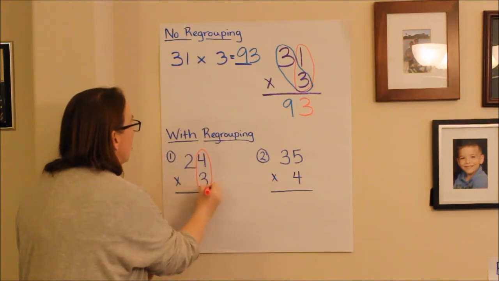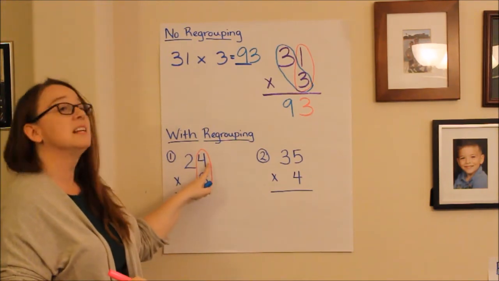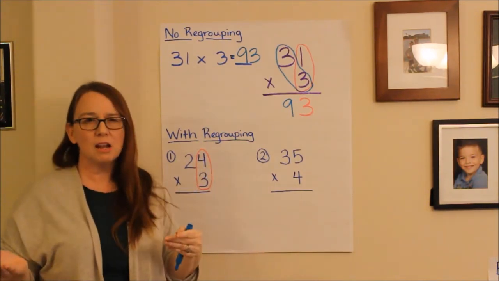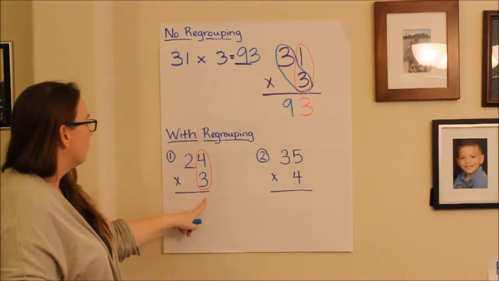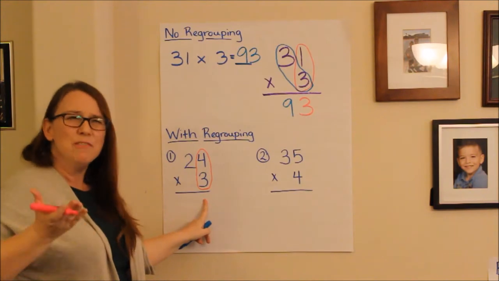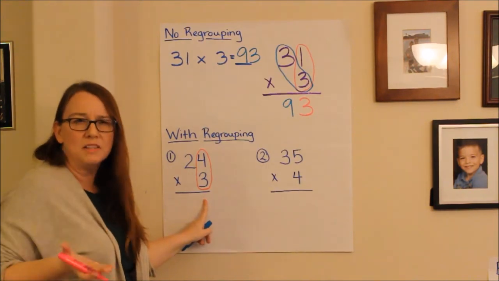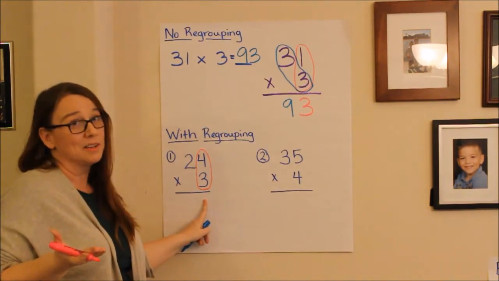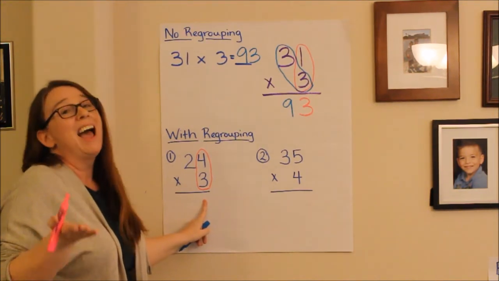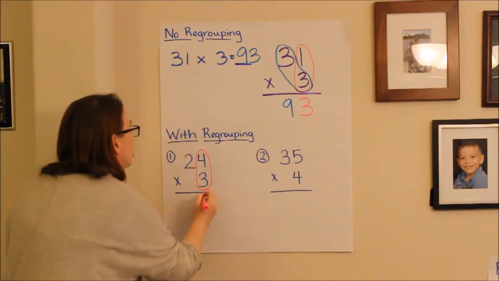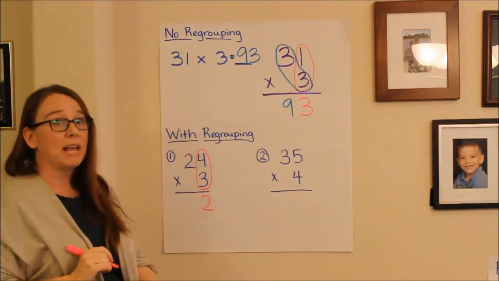I'm going to start with multiplying 3 times 4. Well, what is 3 times 4? That's right, 3 times 4 is 12. But can I fit 12 in the ones place? No, I can't. So how much can I fit in the ones place? I can only fit 2 in the ones place.